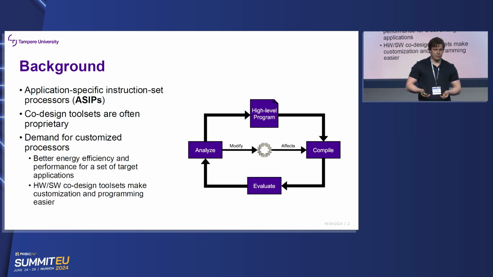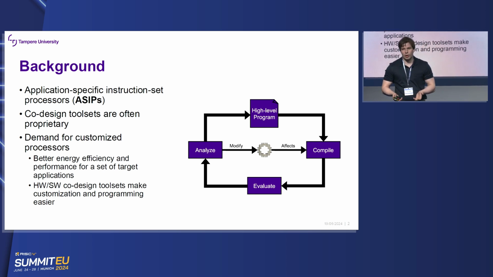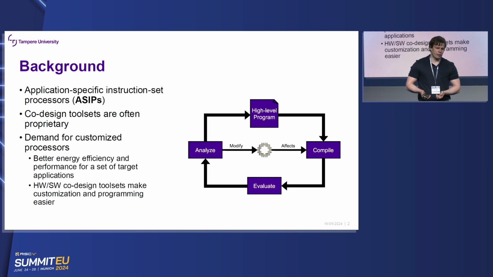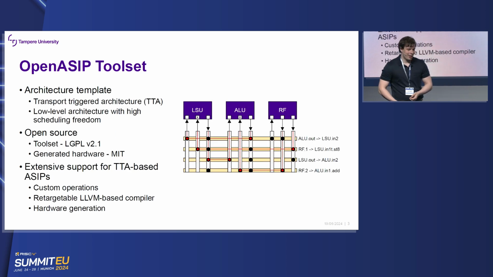And doing all of this manually, so you have to program them and design them, is quite a lot of work. So most often you want to rely on hardware-software co-design toolsets. But often these are proprietary, which is of course not nice. And from this point, we get to OpenASIP. So it's an open source solution for designing and programming these customized processors.